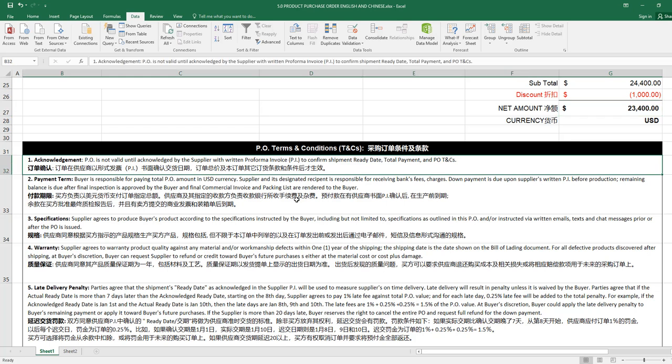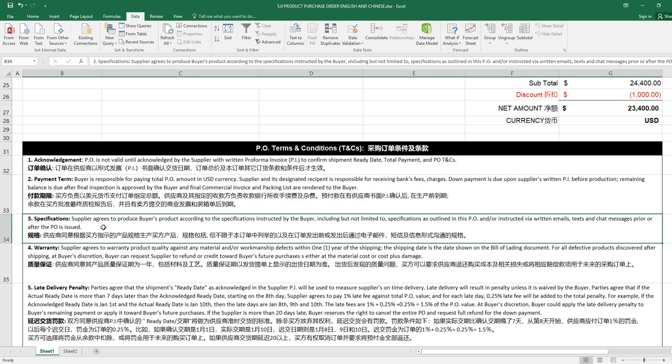Okay, the third point is the specifications. Supplier agrees to produce buyer's product according to the specifications instructed by the buyer, including but not limited to specifications as outlined in this PO and or instructed via written emails, texts, or chat messages prior or after the PO is issued.